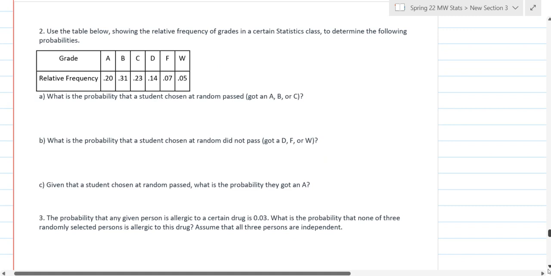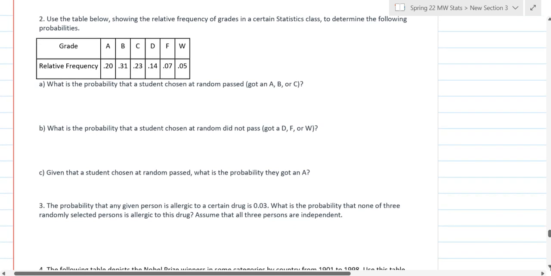Okay, using the table below, showing the relative frequency of grades in a certain statistics class, determine the following probabilities. What is the probability that a student chosen at random passed, A, B, or C? Well, it would be A, B, or C, so we would want to add all of these probabilities here. So we would do 0.20 plus 0.31 plus 0.23. We add those probabilities, and that would be 0.74.